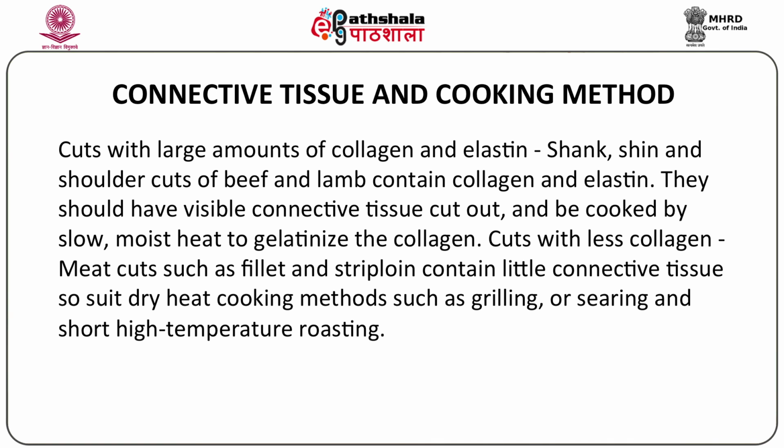So while choosing the cuts of meat that have more connective tissue in them, they need to be cooked slowly by moist heat methods in order to gelatinize the collagen. Now, cuts with less collagen are meat cuts such as fillet and sirloin, and they contain very little connective tissue. So in order to make them tender, the dry heat cooking methods are better.